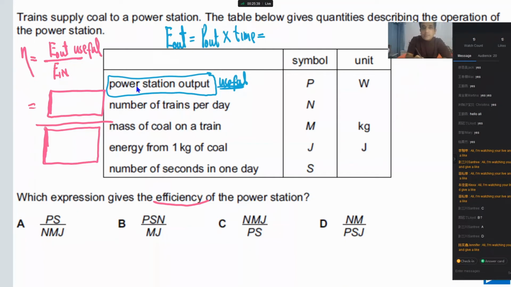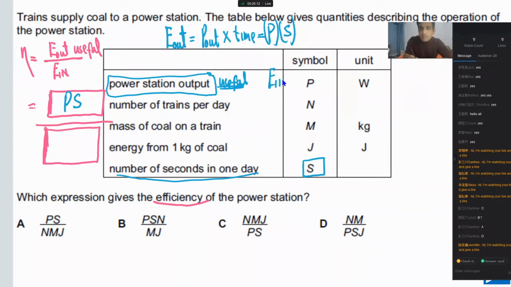So what is the power out? This is given. So now I can simply replace this with P. So this is power. How about the time? The number of seconds in one day is given to you. It means this one is the time. So I can simply write down here. So this is the E out, power out, and total is E out. So I can simply write down here, this is the P out. Because you can see the answer now, but still we can work on E in.